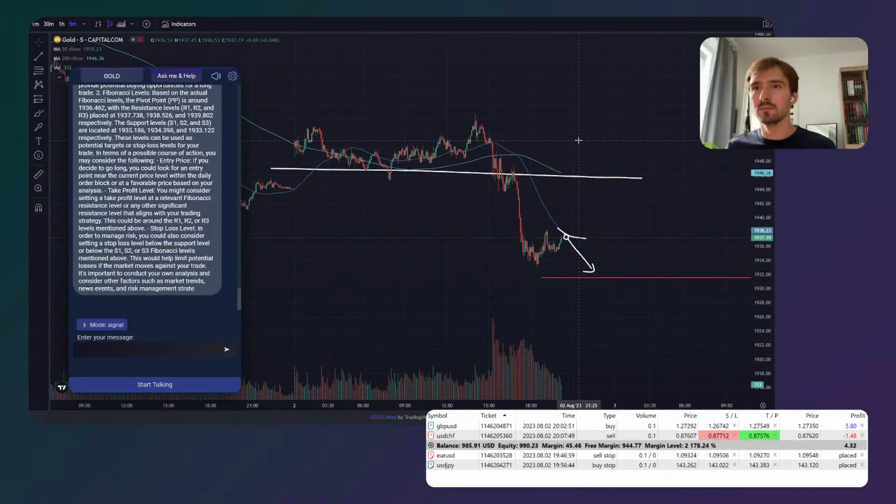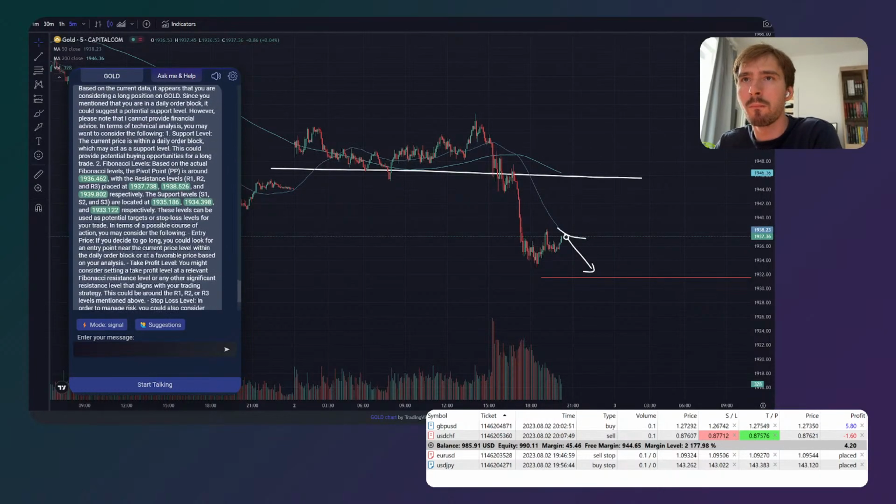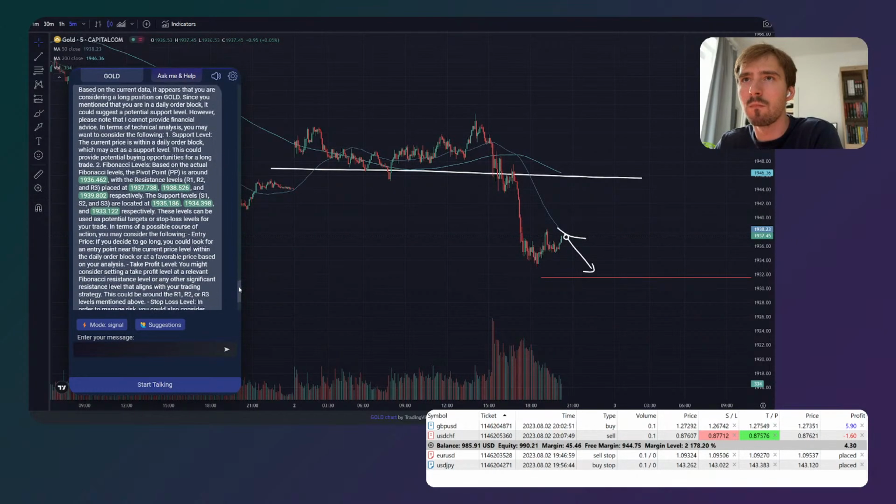Based on the actual Fibonacci levels, the pivot point, PP, is around 1936.462, with the resistance levels, R1, R2, and R3, placed at 1937.738, 1938.526, and 1939.802 respectively. The support levels, S1, S2, and S3, are located at 1935.186, 1934.398, and 1933.122 respectively. These levels can be used as potential targets or stop-loss levels for your trade.